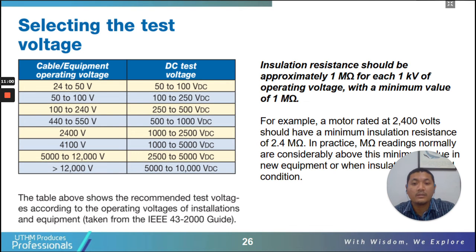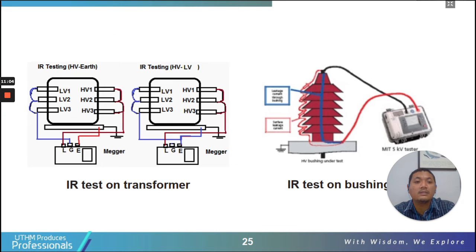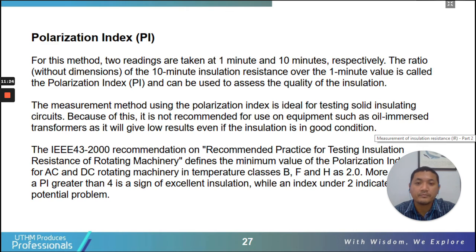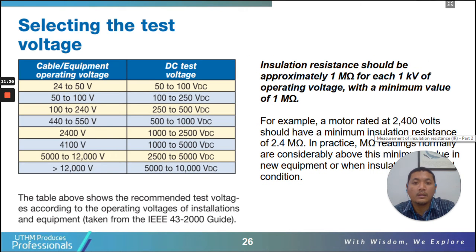This 2500 to 5000 VDC is the voltage that you set at the mega, at the IR test set. You key in 2500 or up to 5000 volts DC to measure the resistance. So just follow the standard on the suitable voltage value for performing the IR test.